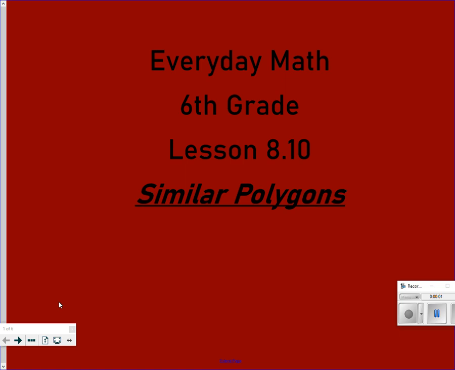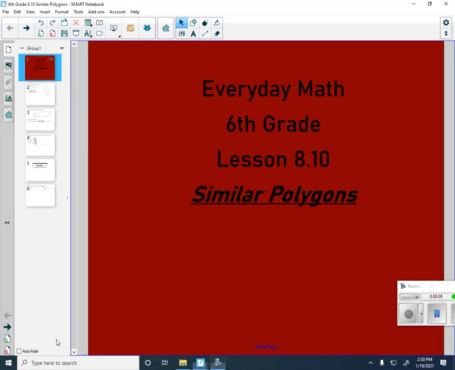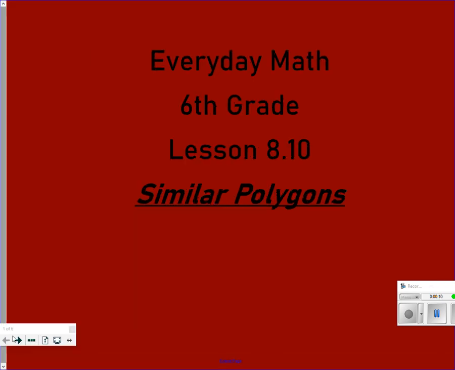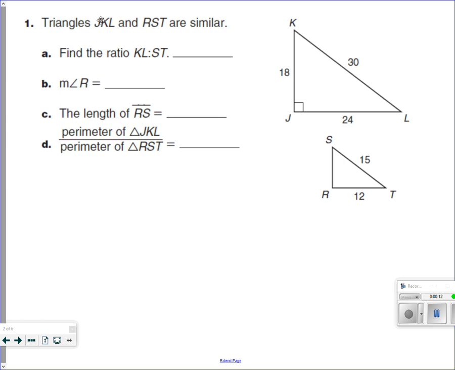Oh, sixth graders, it's time to work with some similar polygons and once again, some cross multiplication with some ratios. Wrong button. Okay, let's take a look here. Triangles JKL and RST are similar. Find the ratio of KL right here and ST.